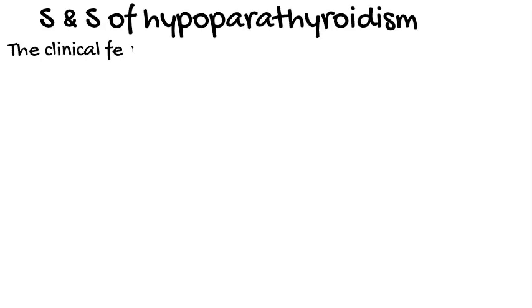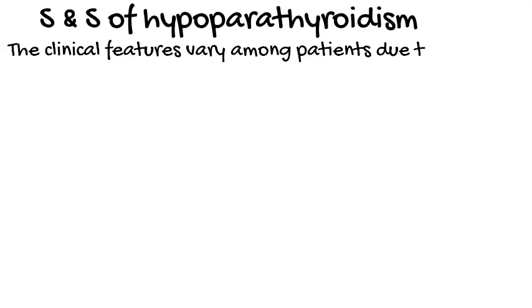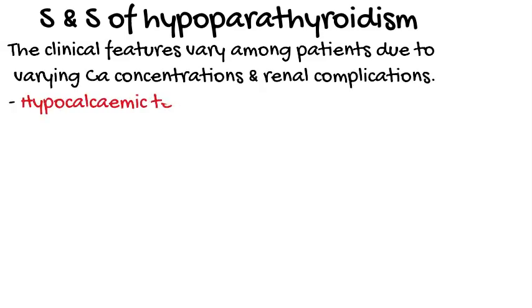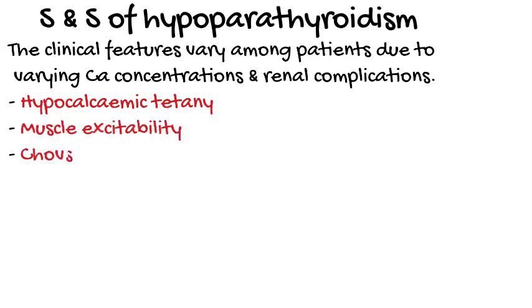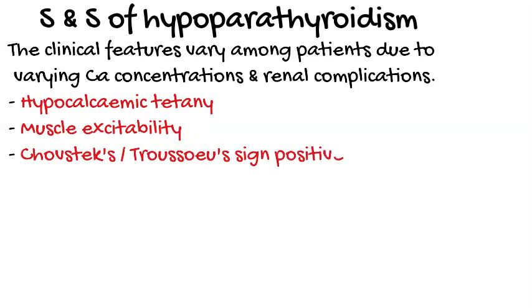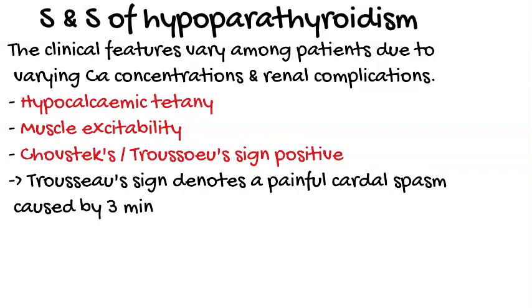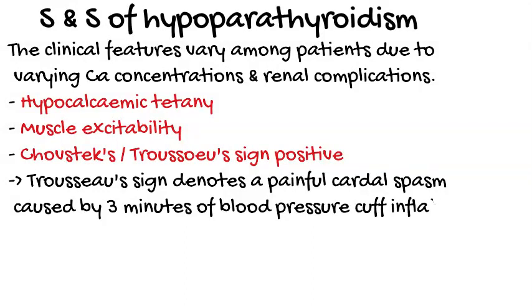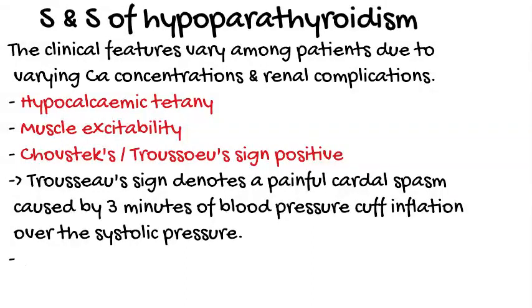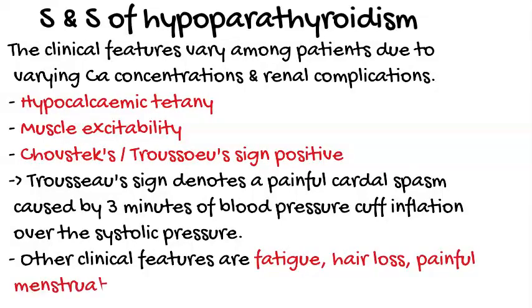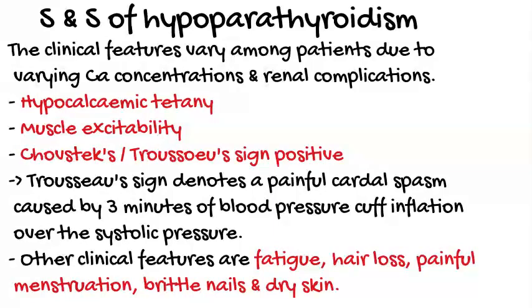Next, regarding the signs and symptoms of hypoparathyroidism. The clinical features vary among patients due to varying calcium concentration and renal complication. Hypocalcemic tetany, muscle excitability. Chvostek and Trousseau sign is positive. Trousseau sign denotes a painful carpal spasm caused by 3 minutes of blood pressure cuff inflation over the systolic pressure.